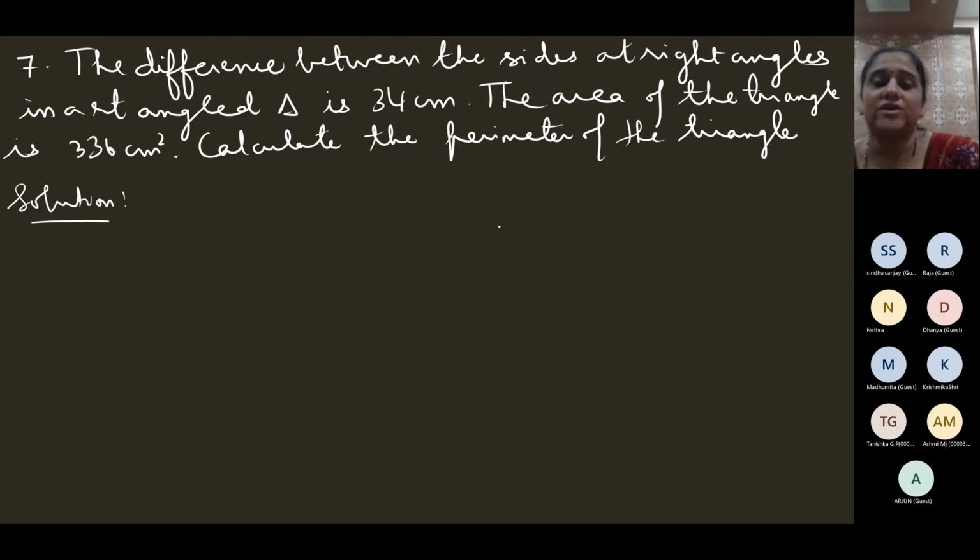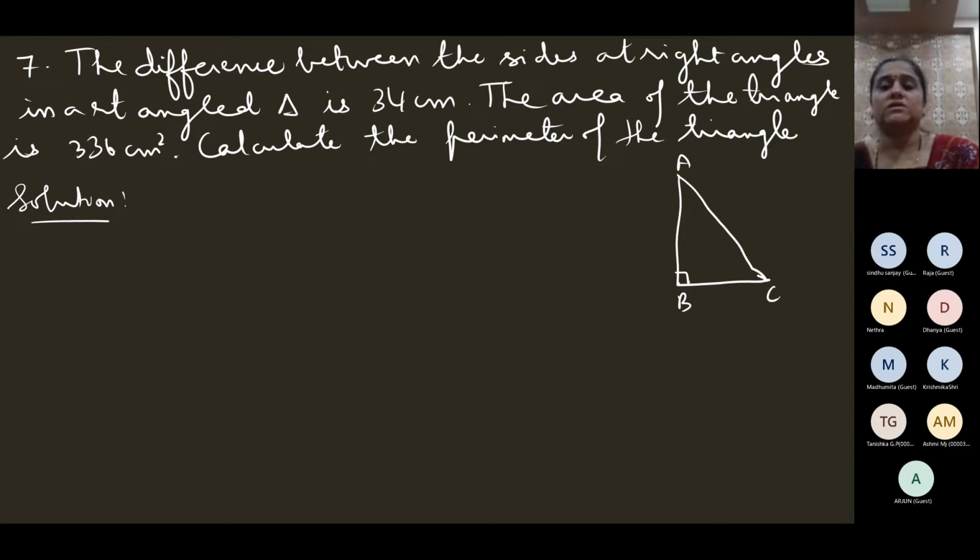So this one is a right triangle. We worked situations on isosceles triangles and equilateral triangles. Now this is a right triangle. The difference between the sides at right angles in a right angled triangle is 34 centimeters. So let's draw a right angle triangle. Let's call it ABC.